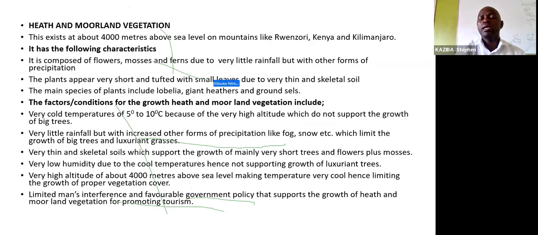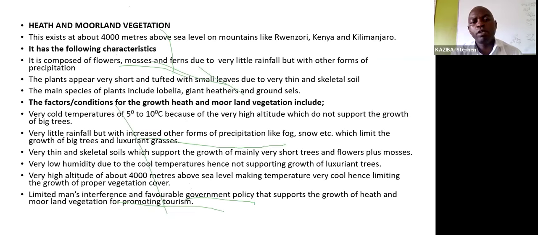Then lastly, the last vegetation type, which is above 4,000, because from 4,000 upwards, we have bare rock and snow. So at that point, there are more of flowers, and they are found at that height. They are composed of flowers, mosses, ferns, due to limited rainfall, but with other forms of precipitation. There is some bit of snow, which enhances their growth.